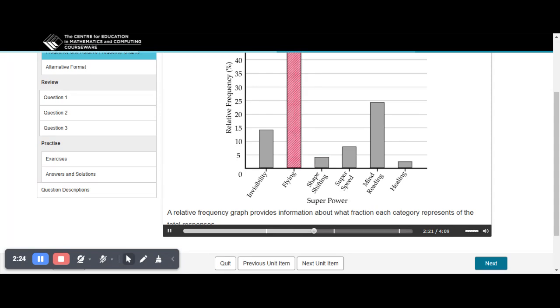We can see that the flying category represents just a little bit less than 50%, or half of the responses, and that mind reading was about 25%, or 1/4 of the responses. This is an added benefit of creating a relative frequency bar graph instead of a frequency bar graph.